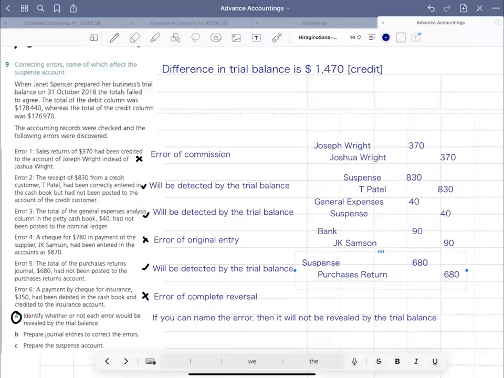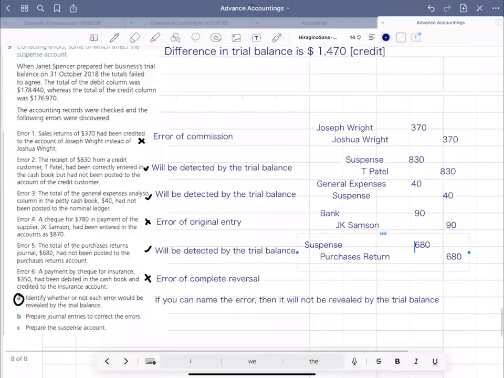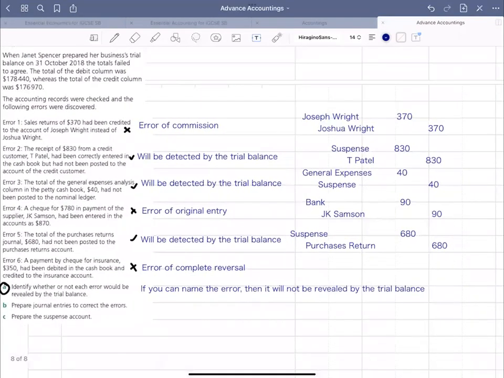And last one, error 6, a payment by cheque for insurance 350 had been debited in the cash book and credited in the insurance account. So for every error of complete reversal, we need to double it because we need to take out the error and then put in the correct amount. So for example, here, a payment by cheque for insurance 350, I need to double it because I accidentally debited my cash book. I need to credit my cash book 350 and credit again 350 to make sure that it has been recorded, because the first entry will cancel off the error, the second entry will rectify the error.